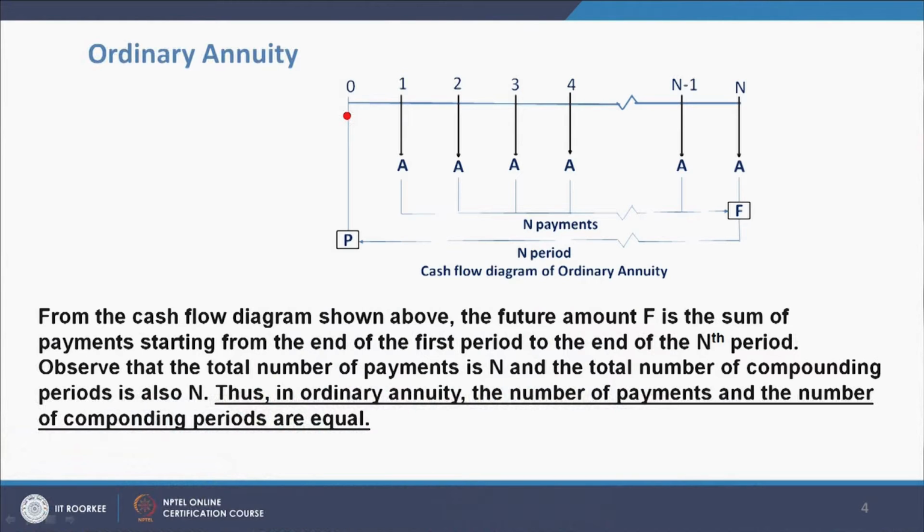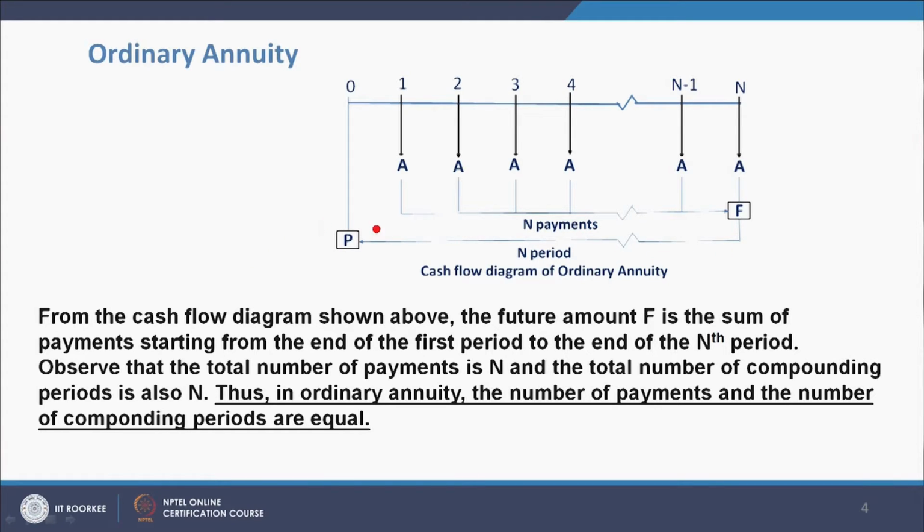In this picture, we see that the principal is put here at t equal to 0, and then we get the annuities at 1, 2, 3, 4 up to n, where at n we can find the future value of the sum of all the annuities. So, here n payments are made and there are n periods.